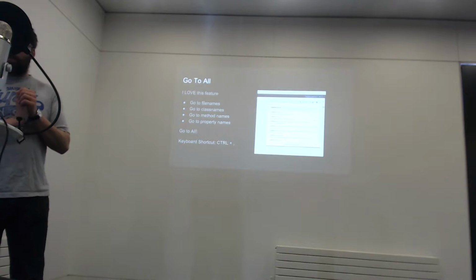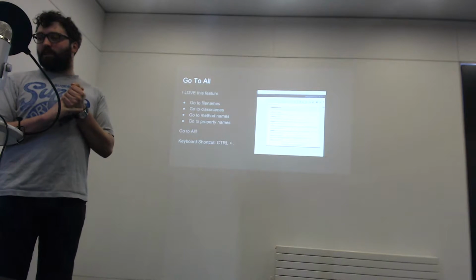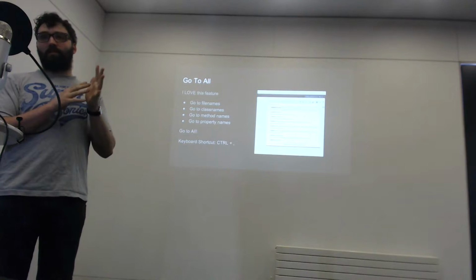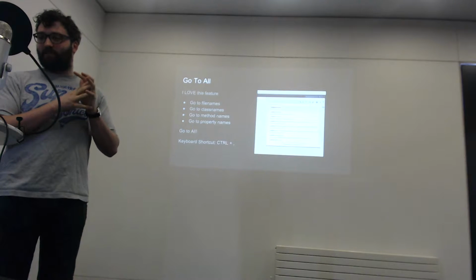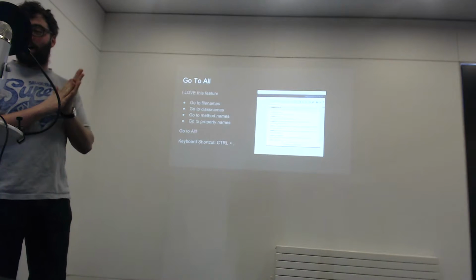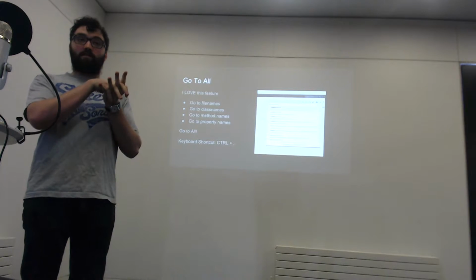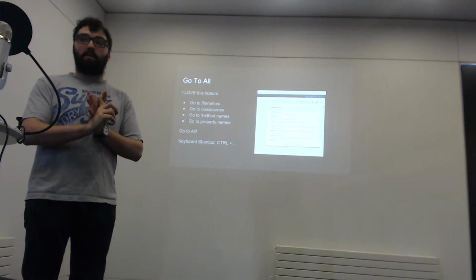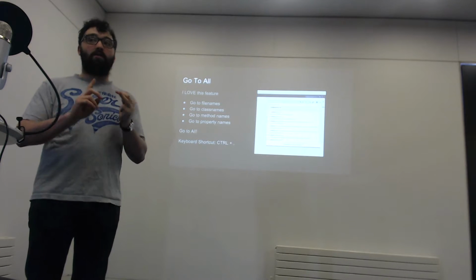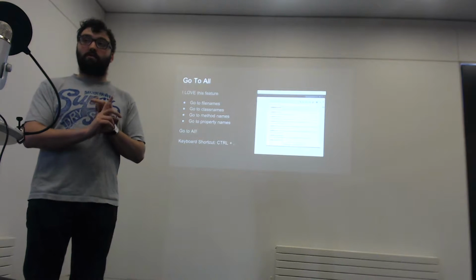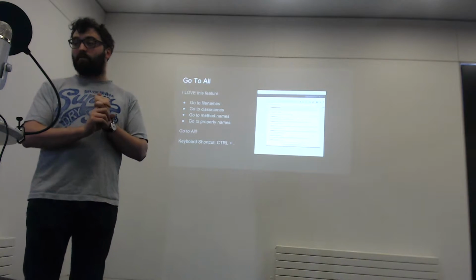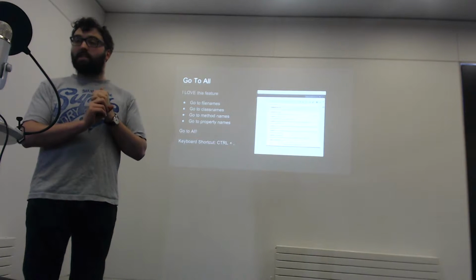Go to all. This is something which anybody who's ever sat beside me will know that I use all the time. Dan McNulty taught me this one actually, and from the moment he taught it to me, I use it constantly. You press Control and comma and you can go to just about anything. If you know the name of a property on an object, the name of the file, the name of the class, or the name of the method, you can go to any of those just from Control and comma, and it populates the list as you start to type.